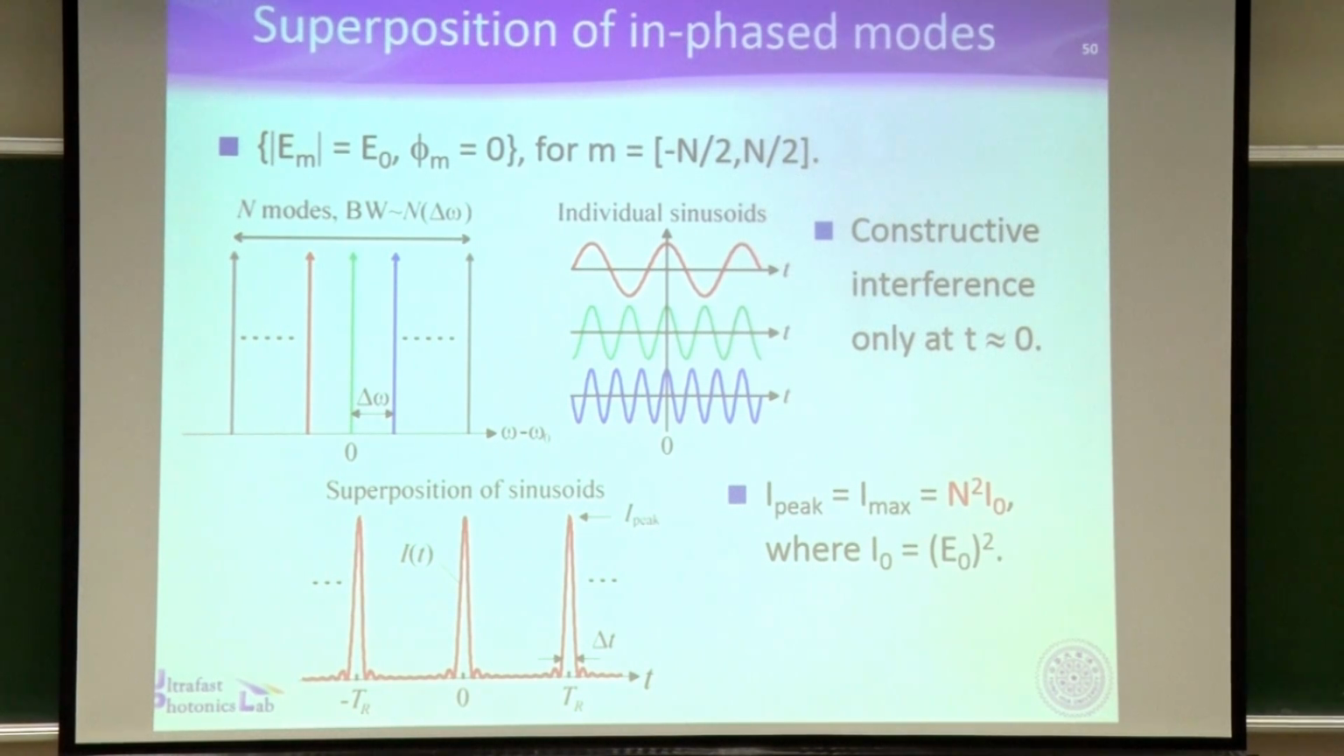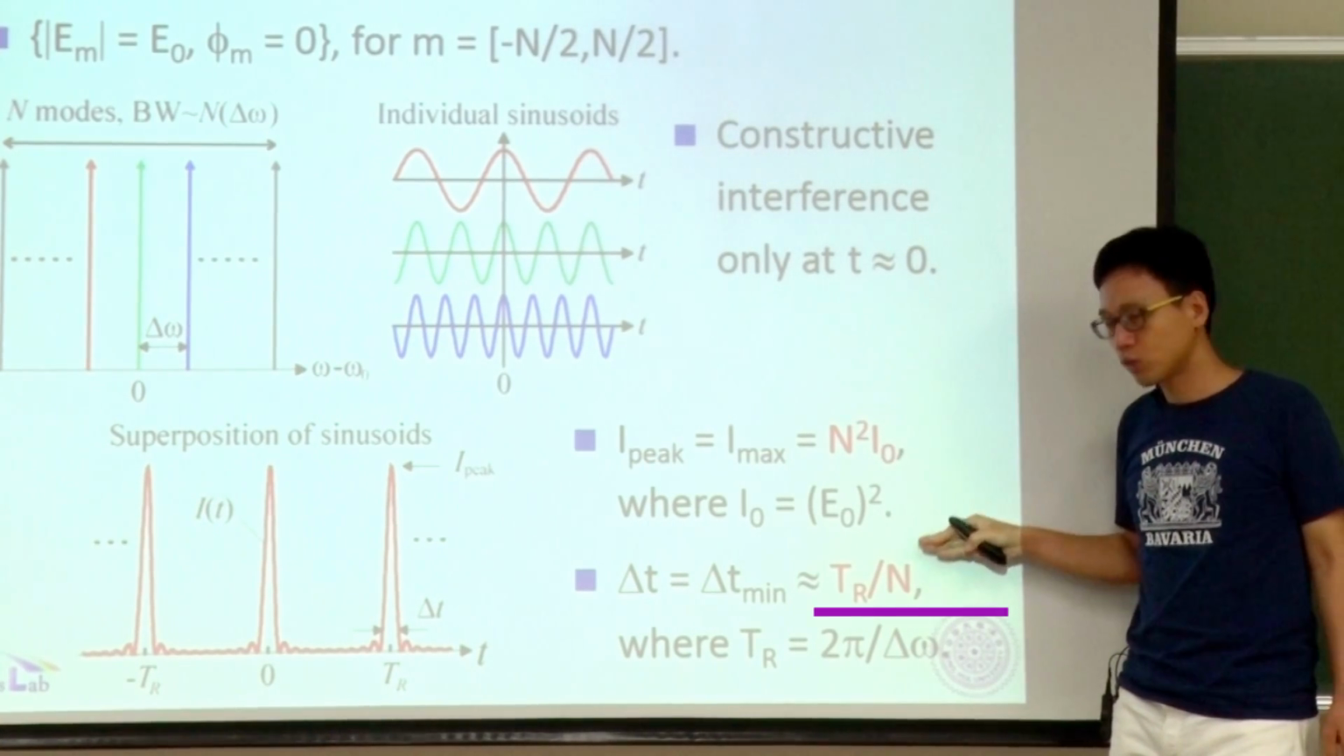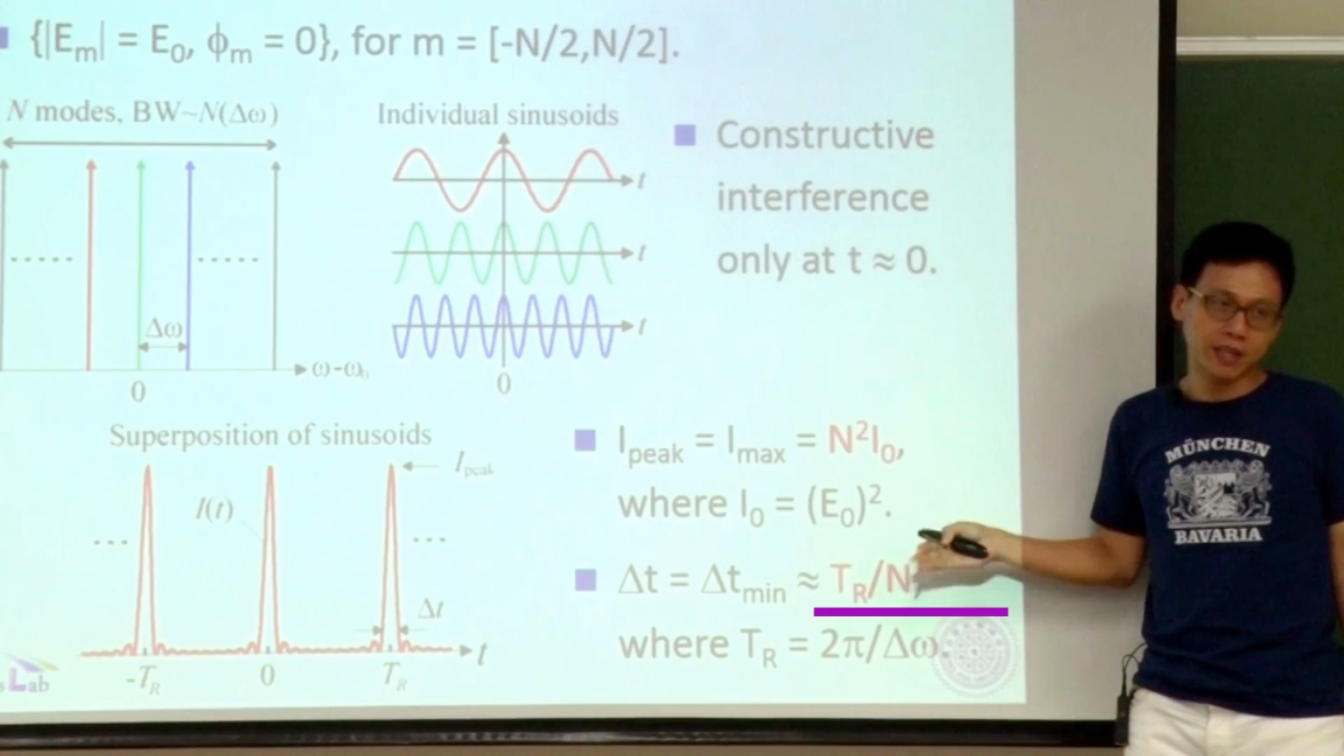Okay? And if you check the pulse width, delta t, it's about TR over big N, which means the repetition period is TR over the number of modes. The larger number of superposed modes, the shorter the synthesized pulse width, if they are in phase. Okay? So peak intensity increased by a factor of N squared, and the pulse width is reduced by a factor of big N.